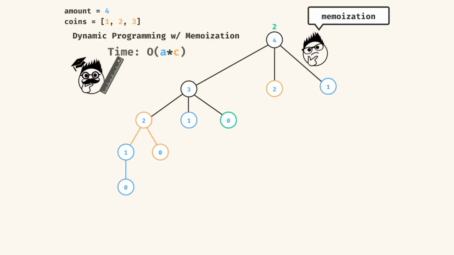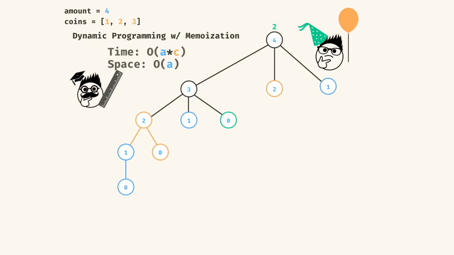In the worst case scenario, at a particular level, we have only 3 nodes at most. That's because our coin array only has 3 options inside of it. The space complexity for a solution is just going to be O of A due to the call stack, and we'd be storing at most A different keys inside of our memo hash map.